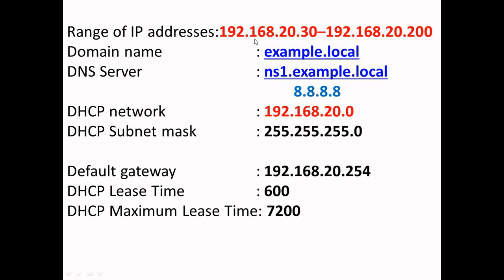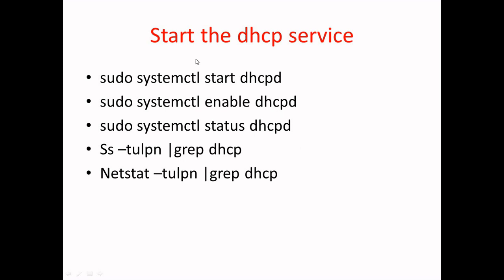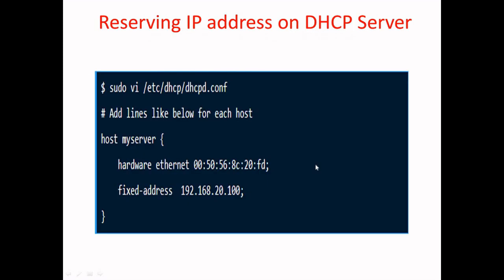We might require these types of configurations: domain name, DNS, the IP address and the range of IPs, then the gateway and the lease. Once everything is done, we have to start the DHCP service. Now the DHCP server is set up and ready to answer the queries from a client machine. We can see that port number 67 is now listening on the network.